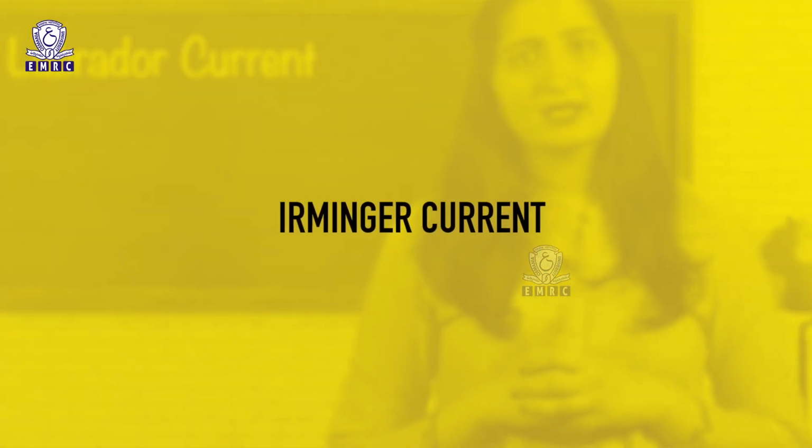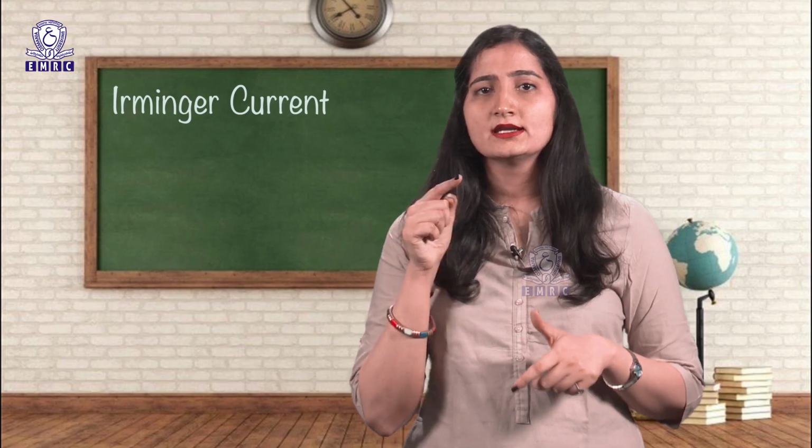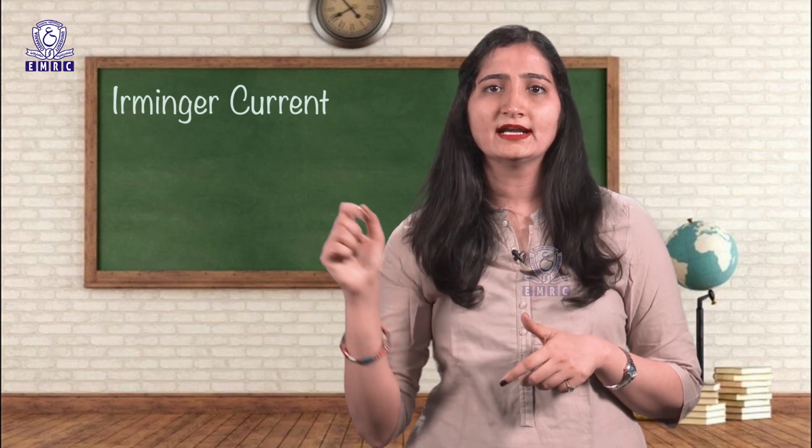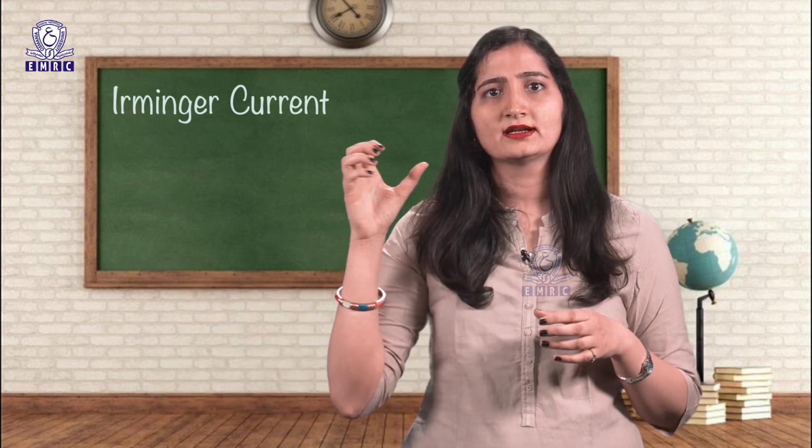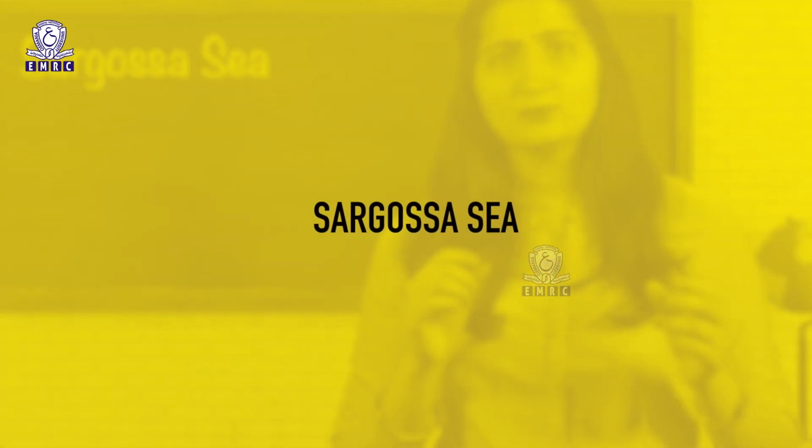Next, the Irminger Current, which is again a cold current. It is also called the East Greenland Current. It flows between Iceland and Greenland and cools to the north and joins the North Atlantic Drift at the point of convergence.